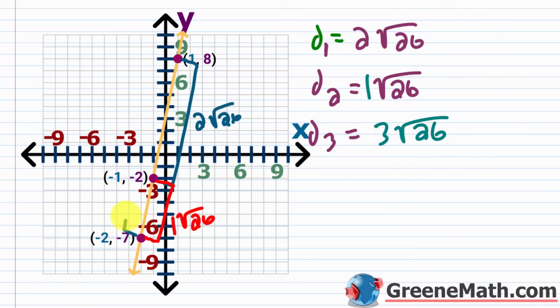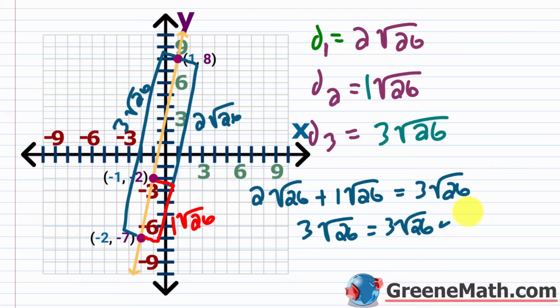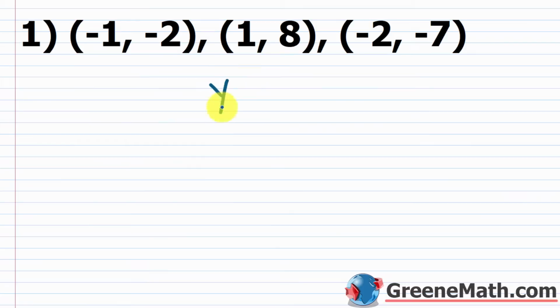So then going from right here to right here, this is going to be 3 times the square root of 26. So yeah, this is going to be collinear. Obviously, you can see it because I've graphed it, but you just do 2 times square root of 26 plus 1 times square root of 26, is this equal to 3 times square root of 26. So always the two smaller lengths being added together is equal to the largest length. So this would be 3 times square root of 26 is equal to 3 times square root of 26. So yes, this is true. So these are collinear points. We can just come back up here and say yes.